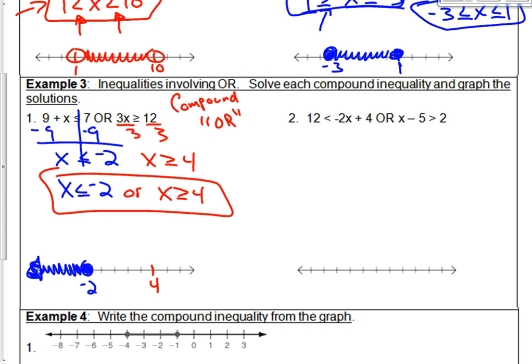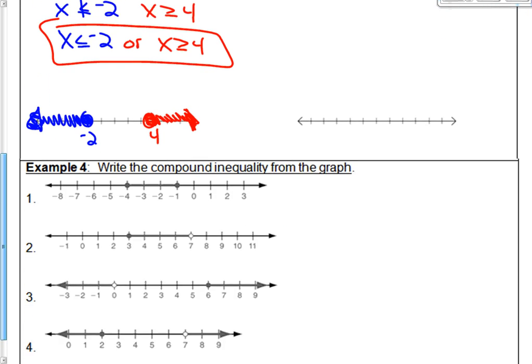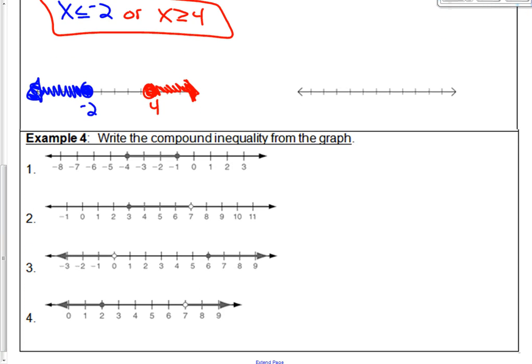Okay, greater than or equal to 4. And we don't need to worry about shading in the middle. We don't need to worry about any of that stuff. That's your answer, wherever it happens, wherever it works out. Okay, so easy enough. Now working backwards, going from a graph. This should be pretty straightforward for you as well.